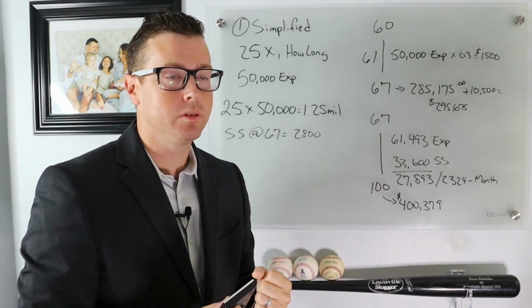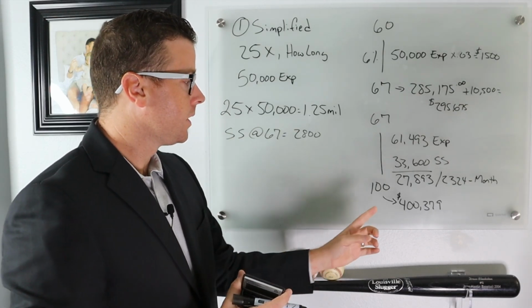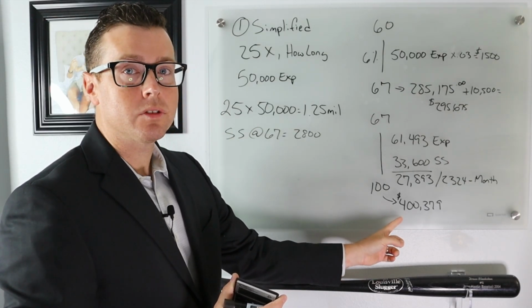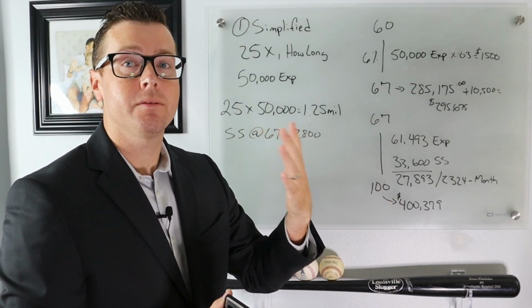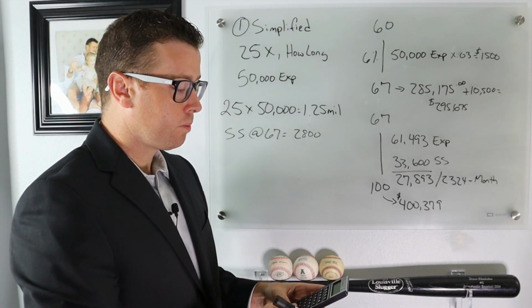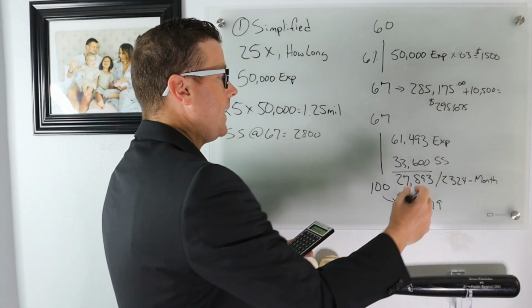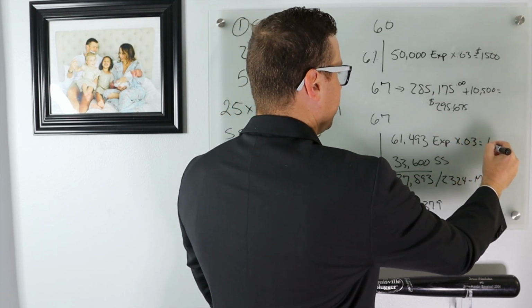So that's what we need to live off of. So using a future value calculation, we need $400,379. Now, again, let's talk about inflation. Take the $61,493 and multiply that by 3%.